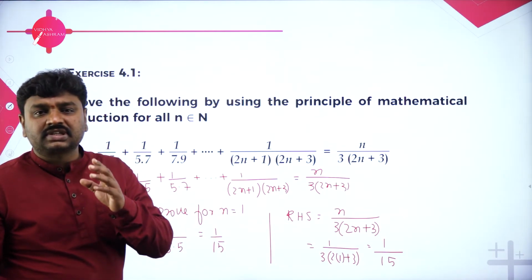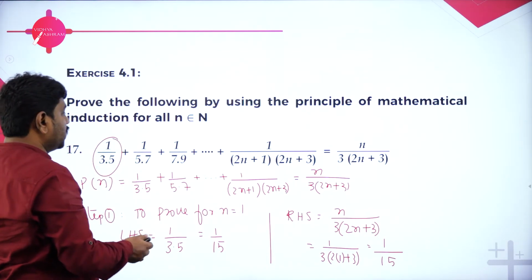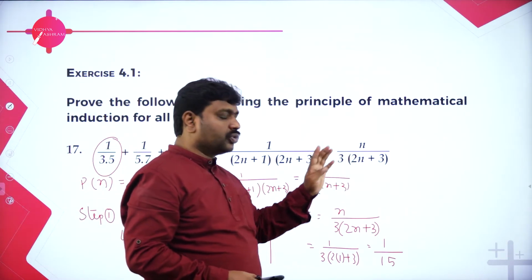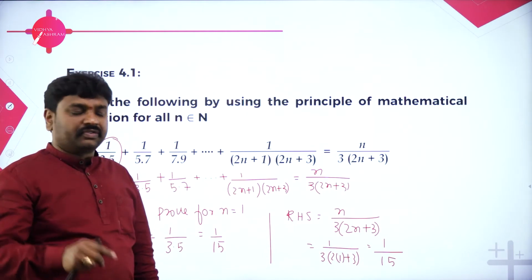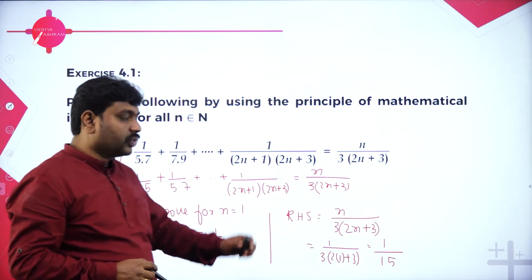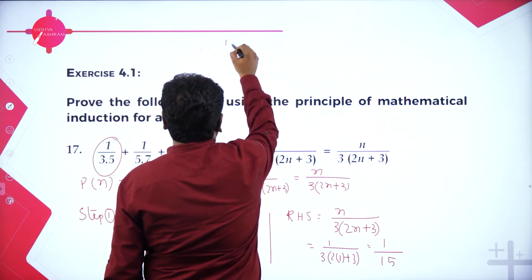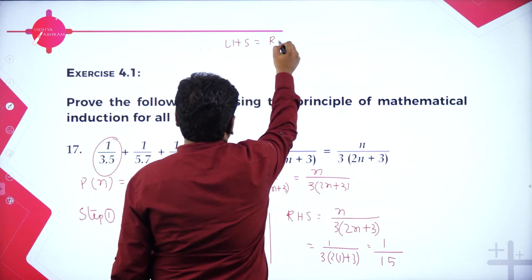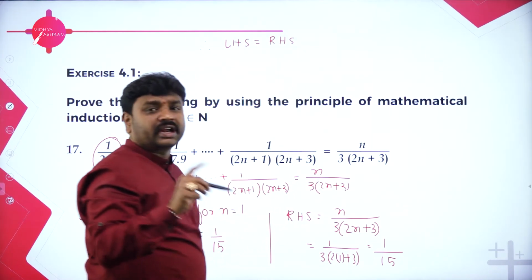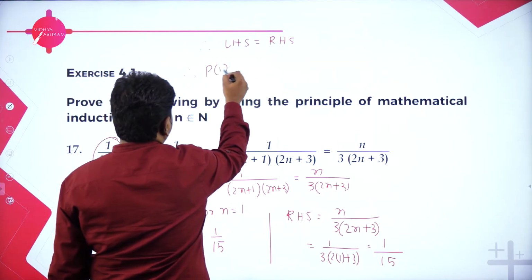All of you know, in the LHS n is equal to 1 means one term you should take. So I took the first term. In the RHS, n is equal to 1 means in the place of n put 1, you will get 1 by 15. Your LHS and RHS both are the same. Both are equal to what? 1 by 15. So we'll write the conclusion. Therefore, LHS is the same as RHS. So the statement is true for n is equal to 1. Or we say, therefore, P of 1 is true.